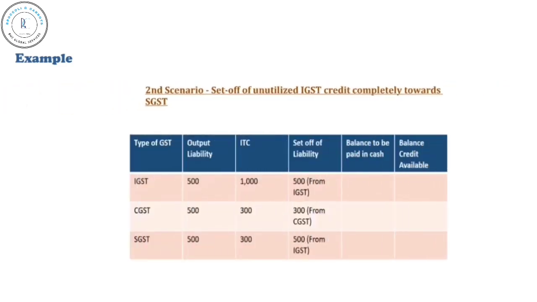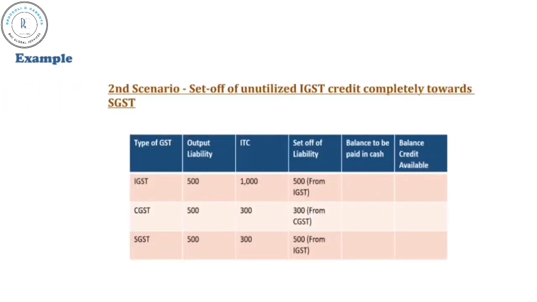Second scenario, set off of unutilized IGST credit completely towards SGST. In IGST, according to the set-off liability given, there is no balance to be paid in cash, or balance credit available. For CGST, balance to be paid in cash is 200, and no balance credit available. For SGST, no balance to be paid in cash, and balance credit available is 300.